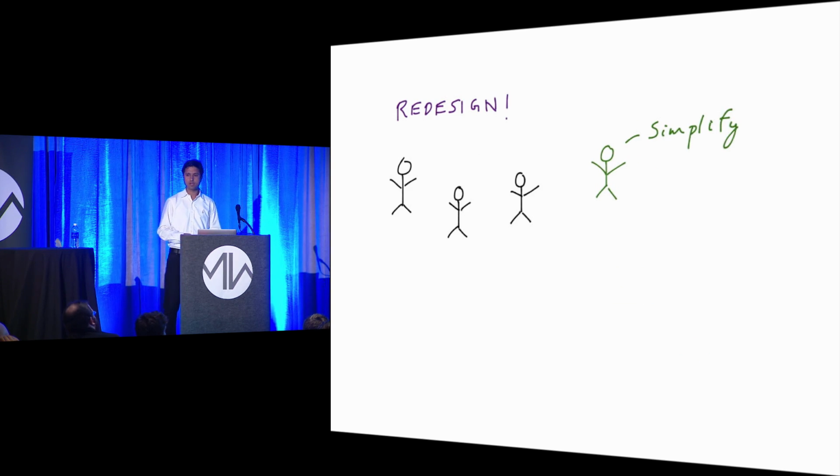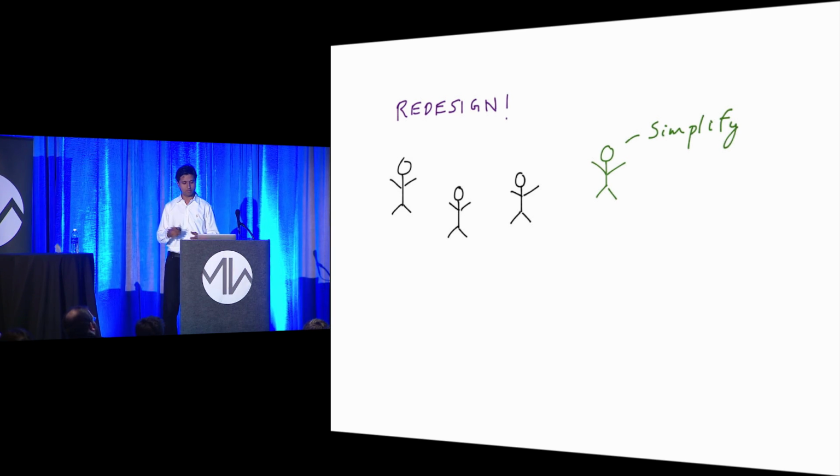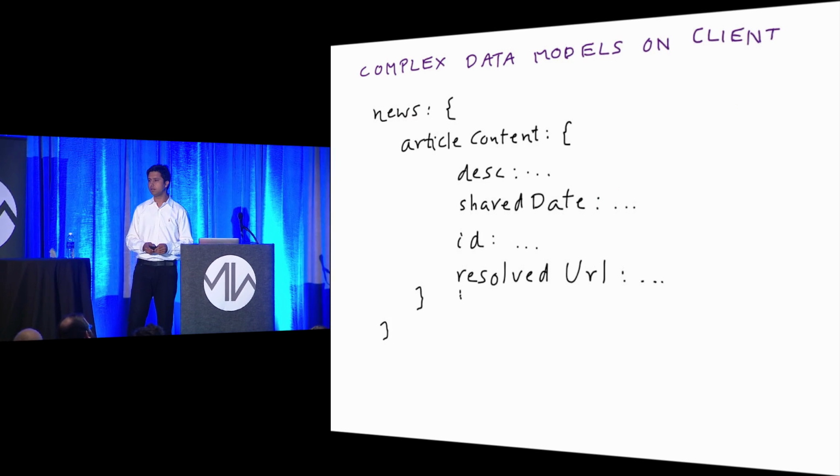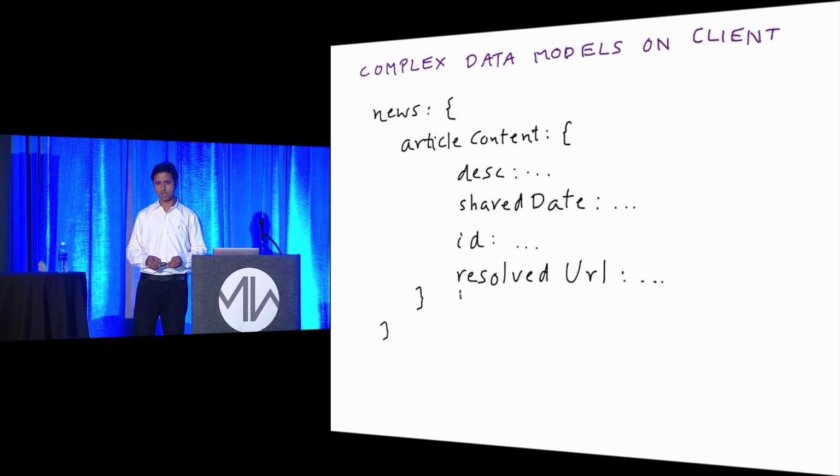So there was this attempt to redesign the entire system and to develop an app which we could simplify in a way that we could support all 3 platforms and that it would be fast. So we started looking for areas that we could simplify. And the first thing that we saw was that we had really complex data models on the client.